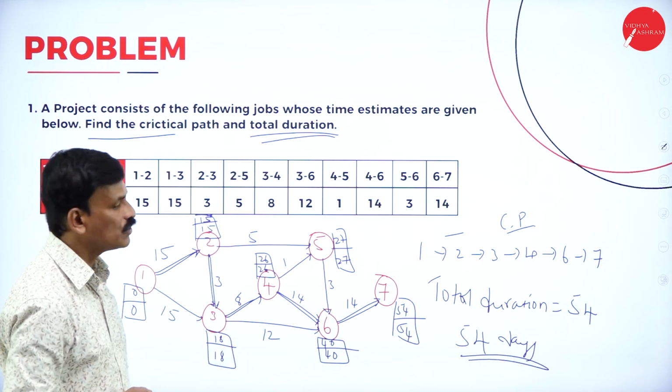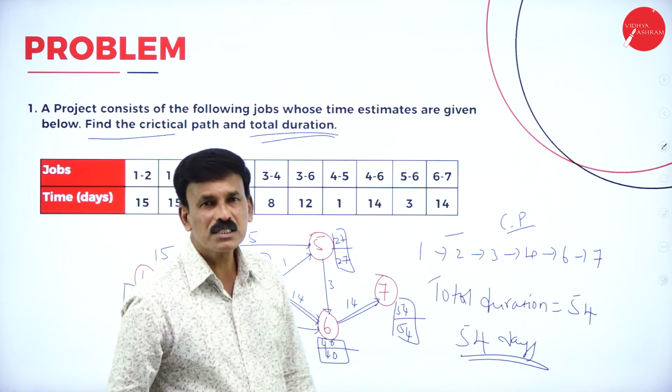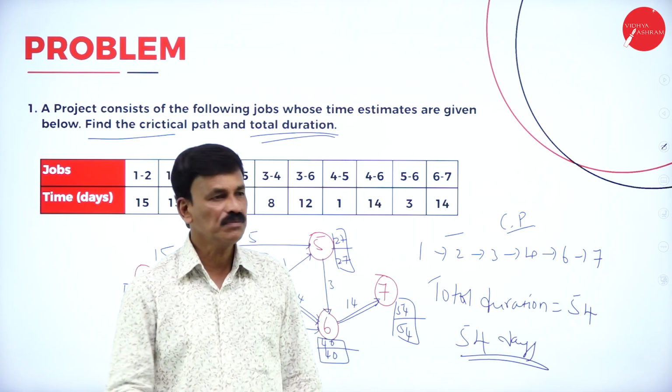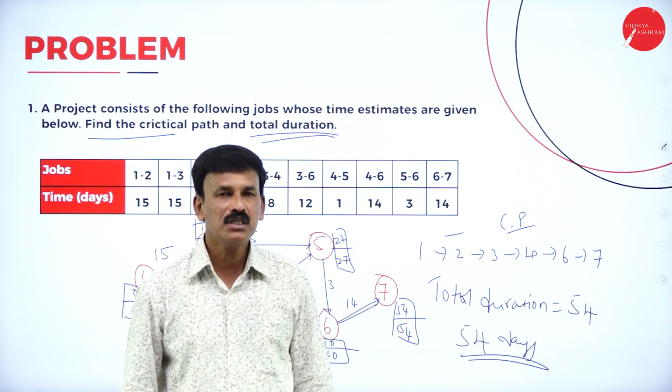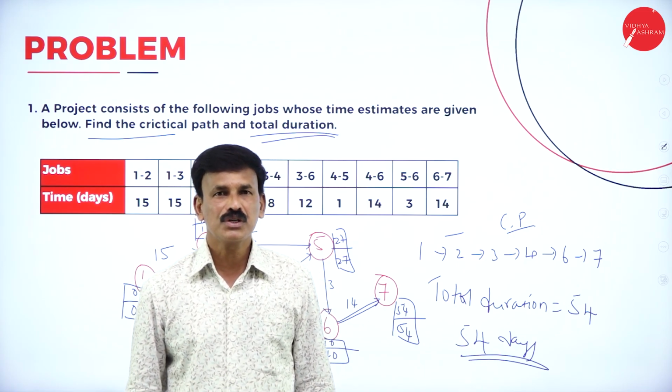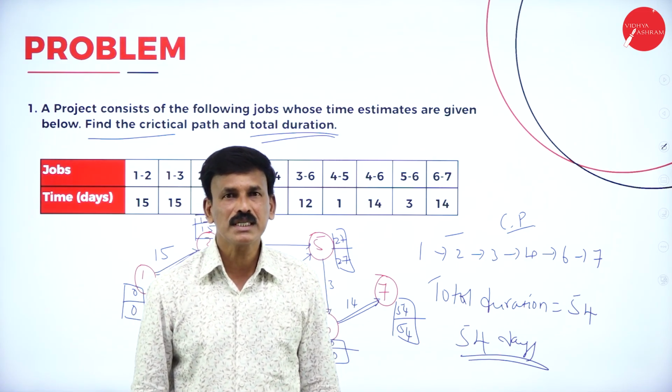This is how we are going to solve. It is a very simple concept. Just by knowing the earliest start and finish times, we can calculate the total time to complete the project. This is how we solve a simple network problem.